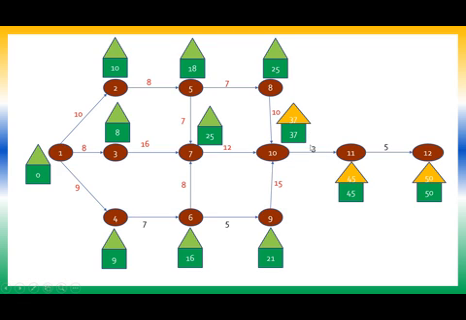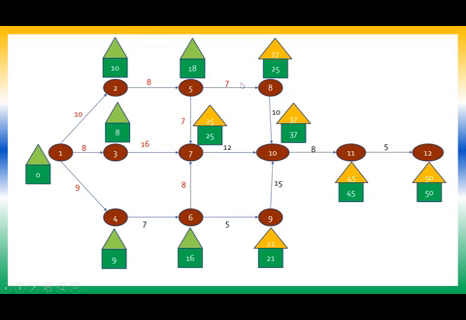Right? 45 minus 8, 37. So then 37 minus 10, 27. 37 minus 15, 22. Then 37 minus 12, 25. So here I calculate each one. But when I come here, there are two activities which are starting from here.